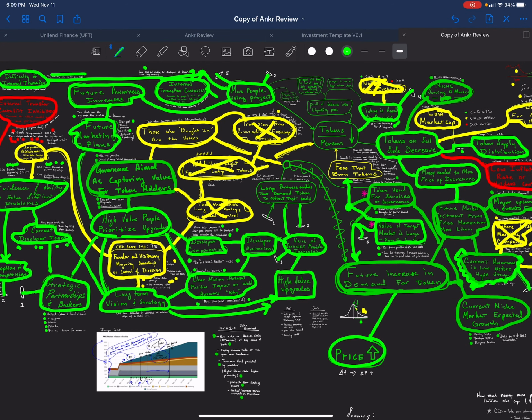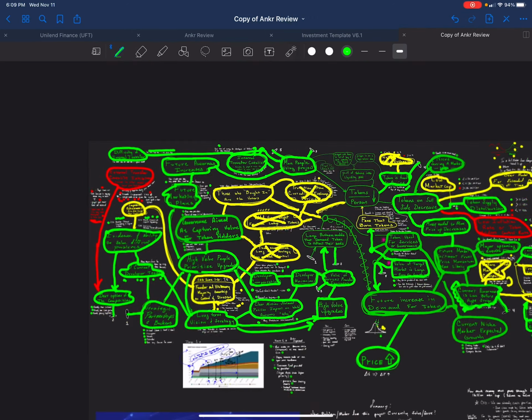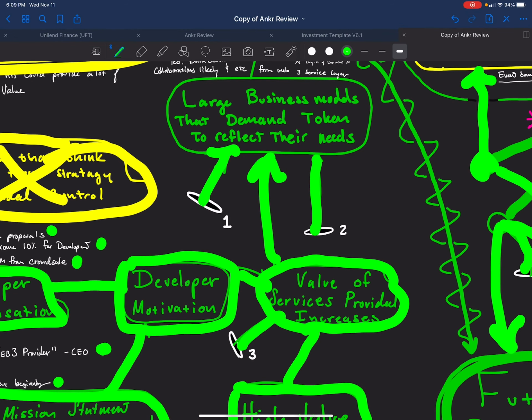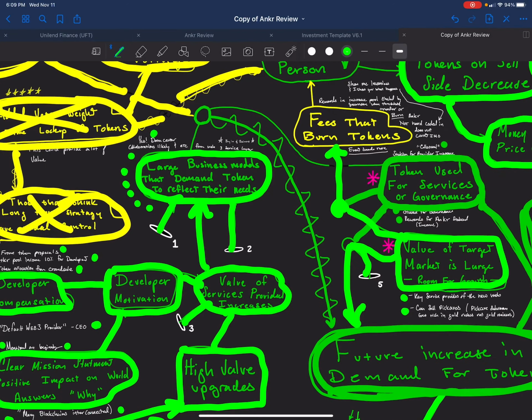Value of services provided increases, leading to large business models that demand the token to reflect their needs, as well as their strategic partnerships. That's a very important thing because who's got the big money? Those are going to be big buyers of the token. I said yes, data centers, collaborations likely, etc. from the Web3 surface layer. If a project has large businesses buying their token, that's a very powerful thing. And that could definitely lead to huge price spikes in the future.